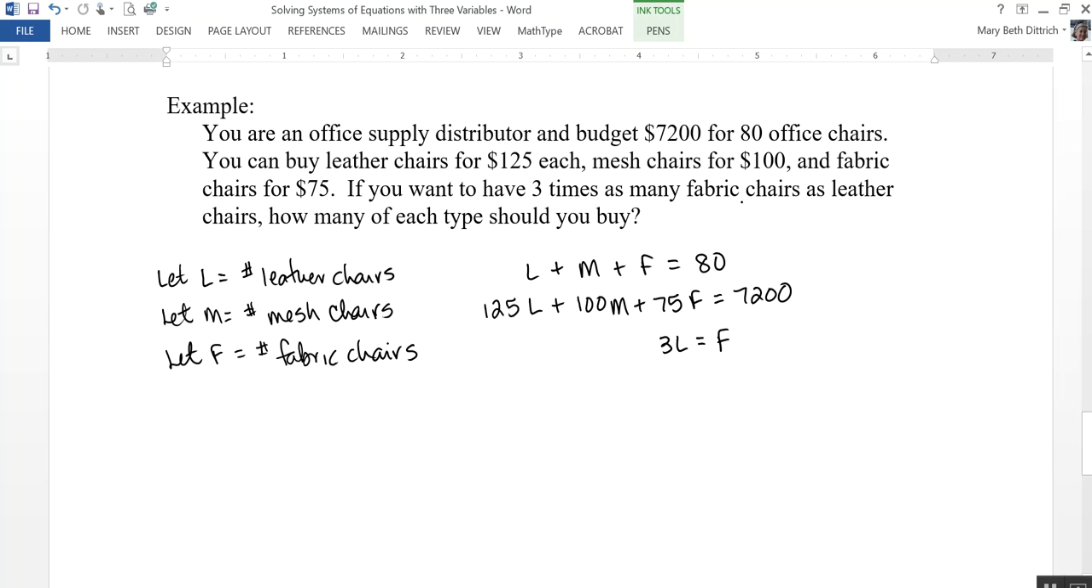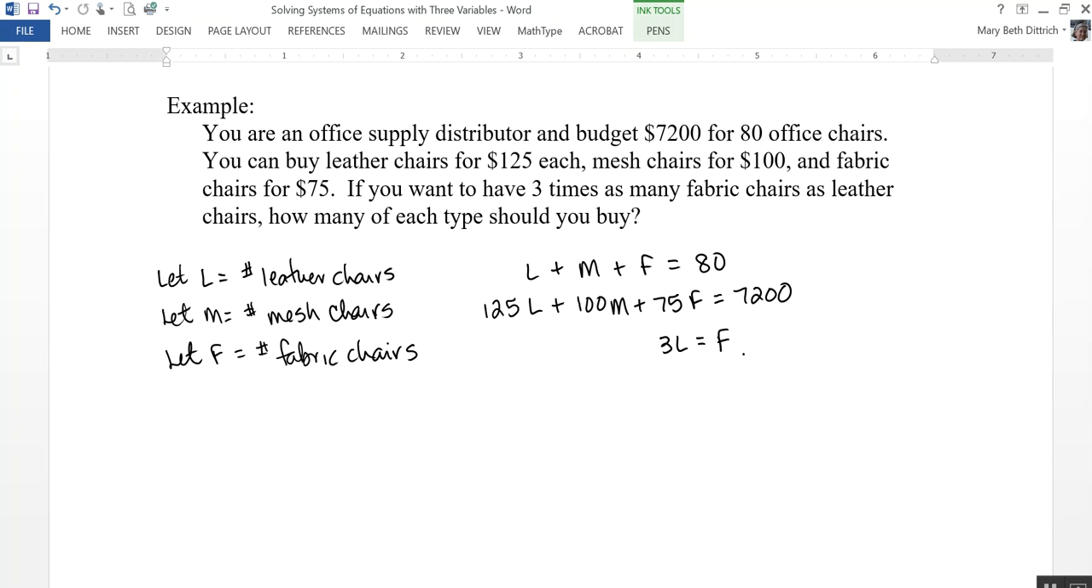Well, let's think about this. Which do I want to have more of? I want to have more fabric chairs. So if I have 1 leather chair, then this equation tells me that I'll have 3 fabric chairs. If I have 2 leather chairs, then I'll have 6 fabric chairs, and that's what I want. I want more fabric chairs than I do leather chairs. Now it's just a matter of solving the system.